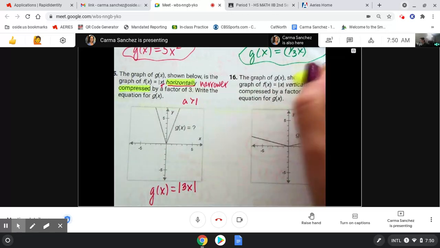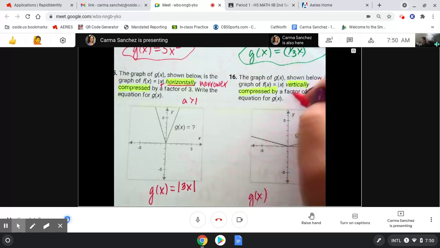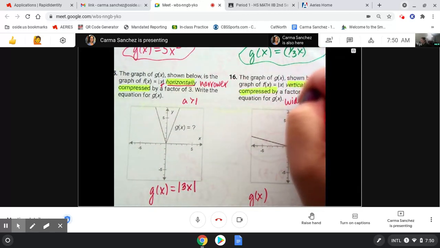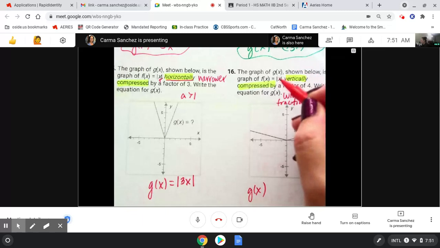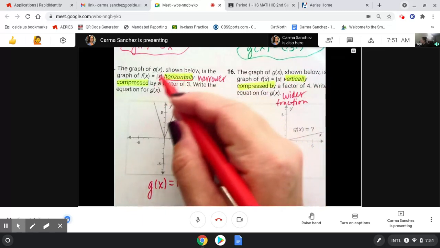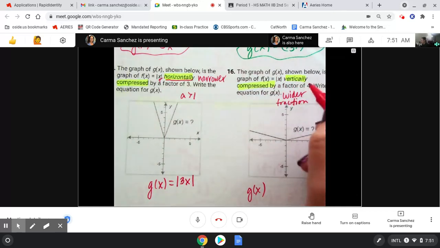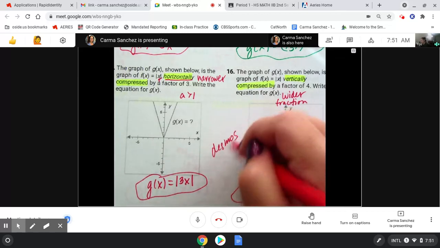Finally, we have a vertical compression by a factor of 4. We know that vertical compression is the same as horizontally stretched. It's a wider graph, and it means I want a fraction in my answer. Because it's talking vertically, it's a number in front. It's not inside the bars. Horizontal is a change inside the bars or the parentheses. Vertical is just a change out front. Since we want a fraction, factor of 4, we're going to go 1/4 absolute value of x. And we're done. Again, use Desmos to check your answer to see if it verifies.